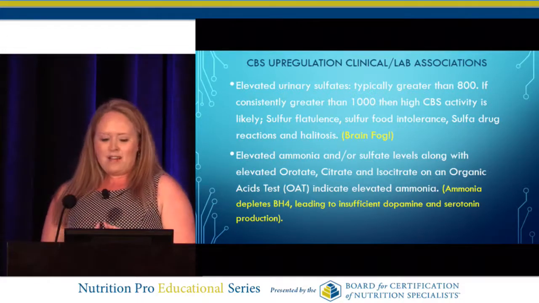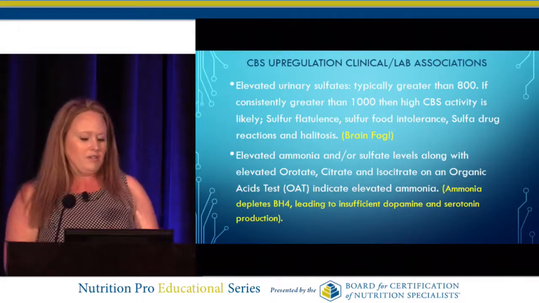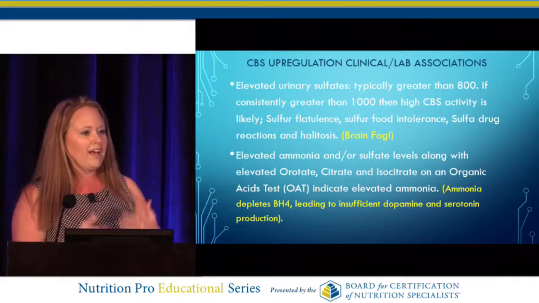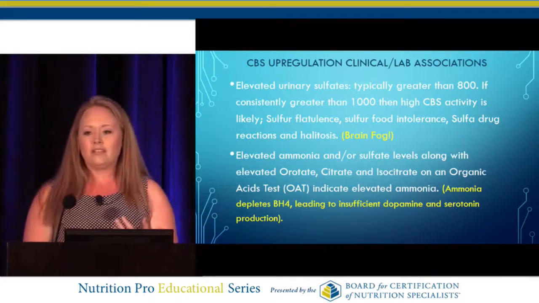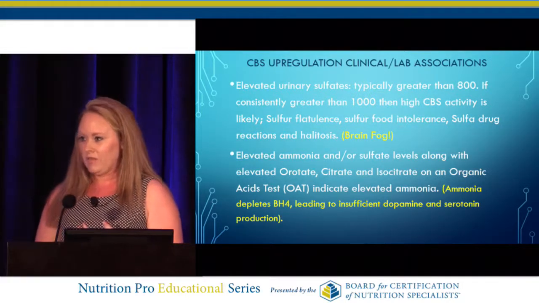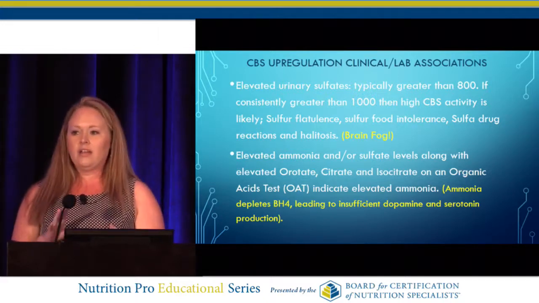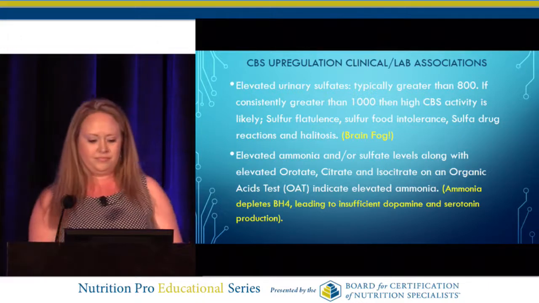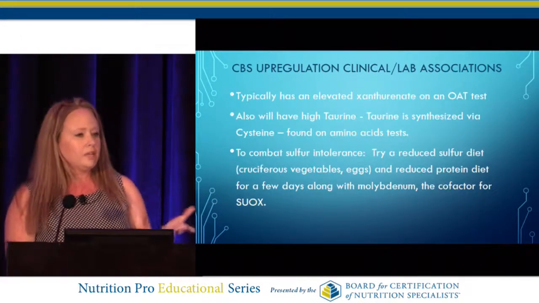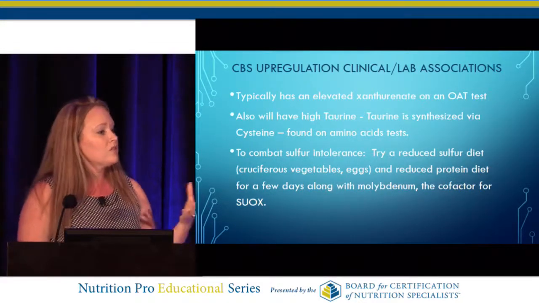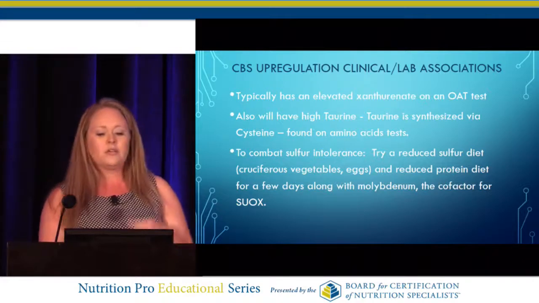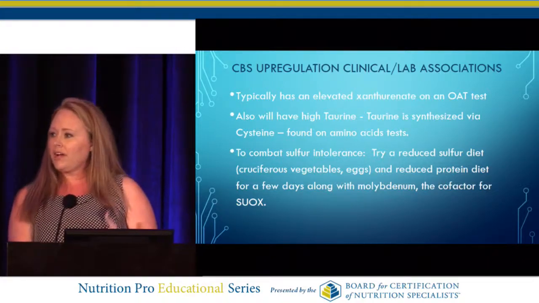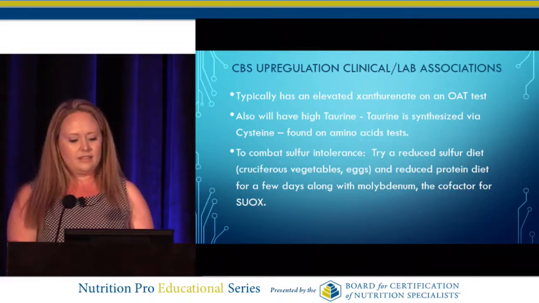The last thing is that ammonia depletes biopterin. So if we're going to add to this clinical picture of elevated cortisol, elevated glutamate, elevated ammonia, now we also have neurotransmitter instabilities. We're typically going to have an elevated xanthurenate level, which is our functional marker for B6. You're also going to see high taurine, and you'd find that on an amino acids test.